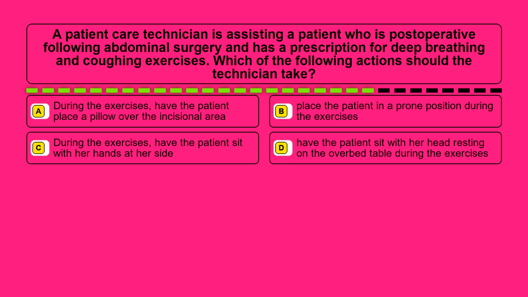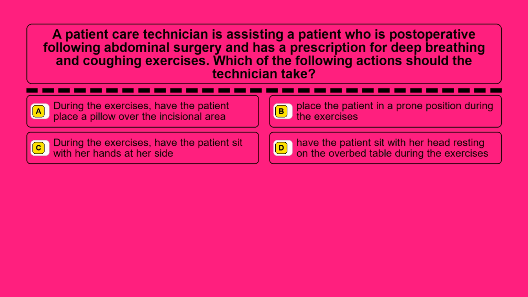Question 6. A patient care technician is assisting a patient who is postoperative following abdominal surgery and has a prescription for deep breathing and coughing exercises. Which of the following actions should the technician take? Option A. During the exercises, have the patient place a pillow over the incisional area. Option B. Place the patient in a prone position during the exercises. Option C. During the exercises, have the patient sit with her hands at her side. Option D. Have the patient sit with her head resting on the overbed table during the exercises.